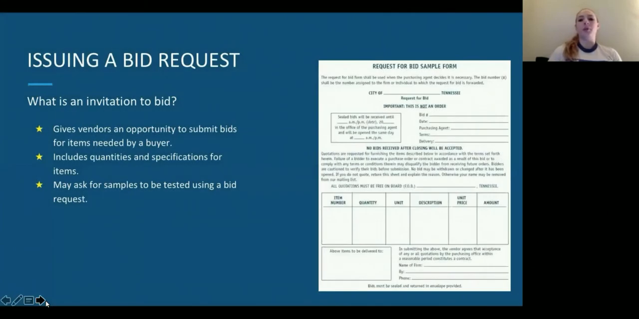You need to issue a bid request after this. An invitation to bid gives vendors an opportunity to submit bids for items needed by a buyer. So they're able to look at what a buyer needs and suggest that the buyer buys their product.